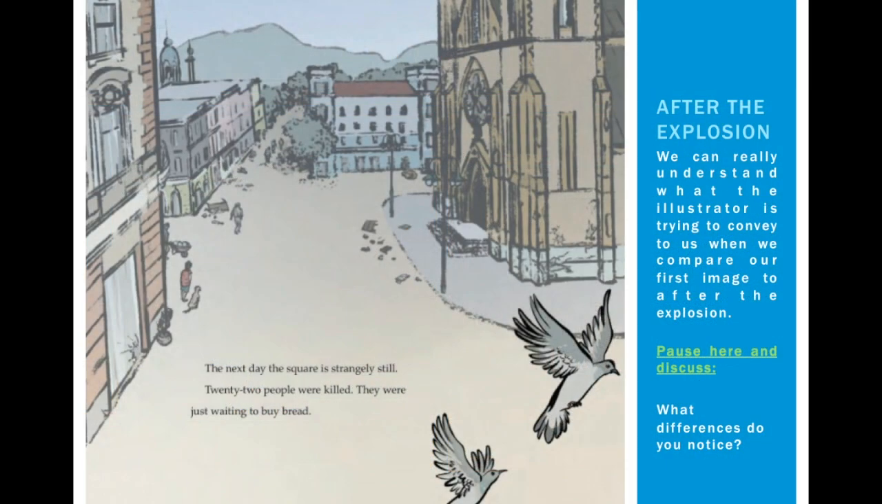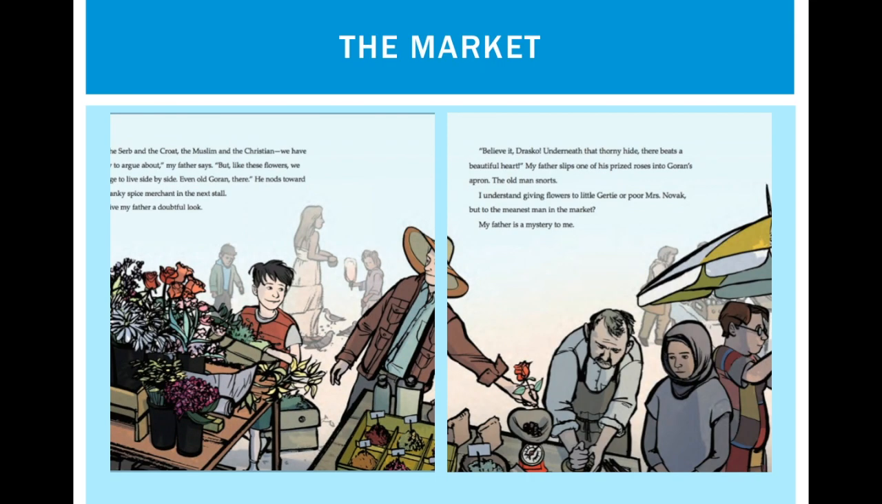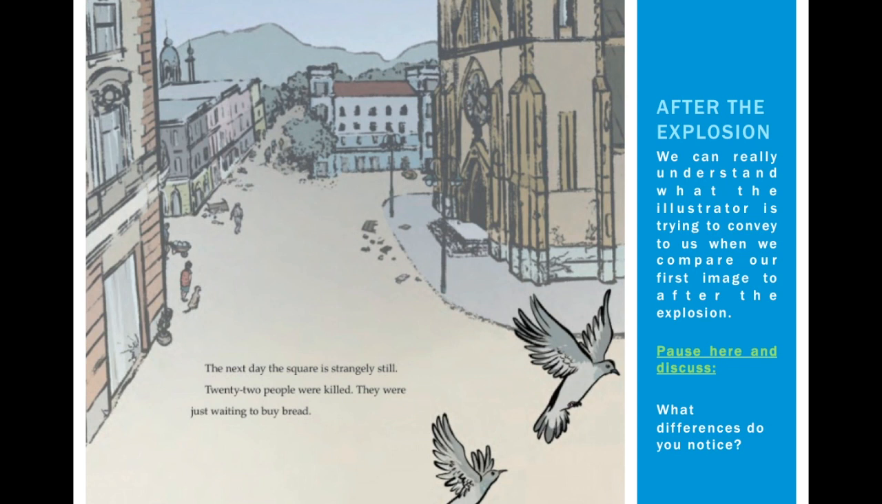Okay, now it's your guys' turn to try something on your own. When you look at the difference between the market at the beginning, here's the beginning, and after the explosion, what do you notice? Why do you think the author made the colors brown and gray and the town empty? Discuss below in the comments and maybe I'll comment back. If you do not have that capability, go ahead and just discuss with a parent or sibling around you.